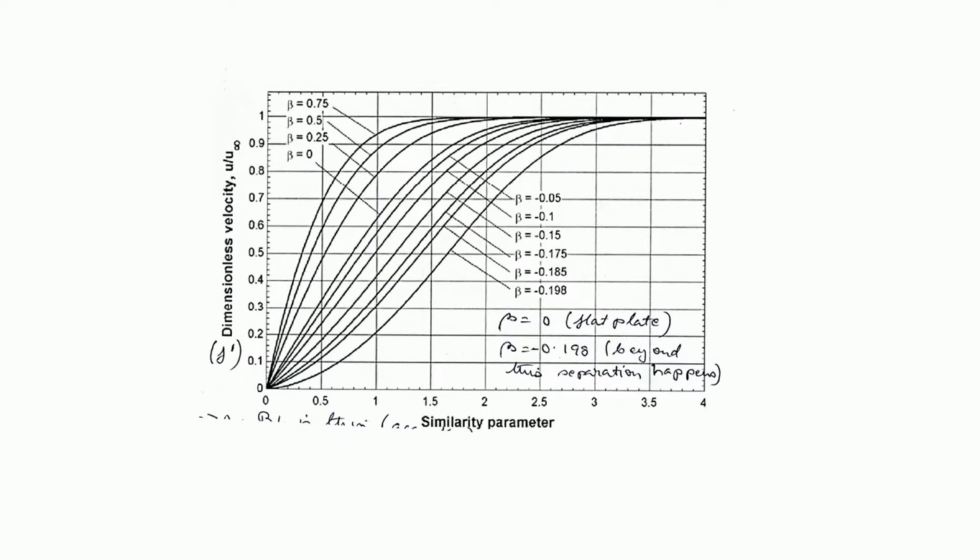Let us look at this particular expression over here. These are for the different betas. This is basically nothing but the velocity profile, u by u infinity. As you can see, beta equal to 0 once again is a flat plate boundary layer. Let us mark that line. So, this is basically your flat plate boundary layer.